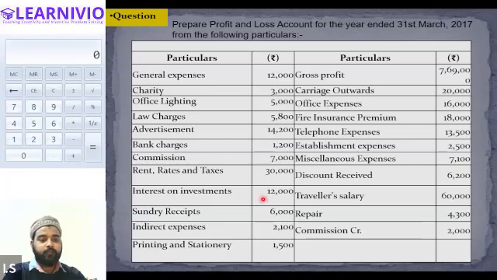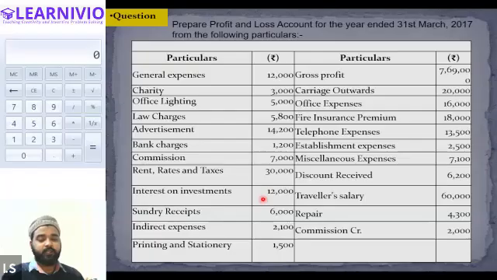Then we have commission. Tell me, what do you think commission is? Is it an income or an expenditure, is it a direct expense or an indirect expense, and on which side of the profit and loss account will we record it? It will be credited, because it is an income, commission received. Sir, commission receipt should be on the credit side and commission should be on the debit side, right?